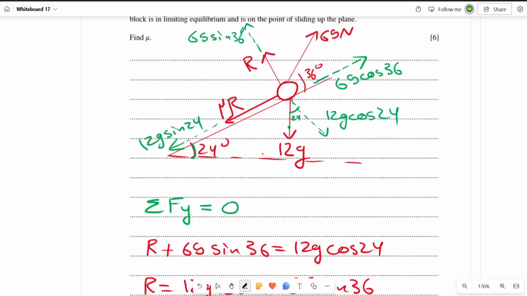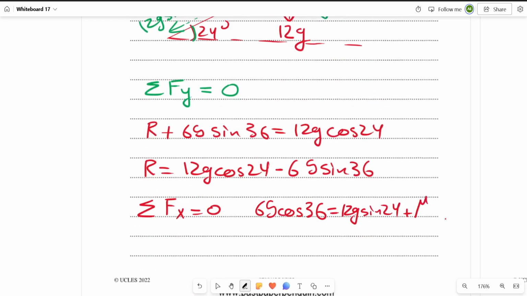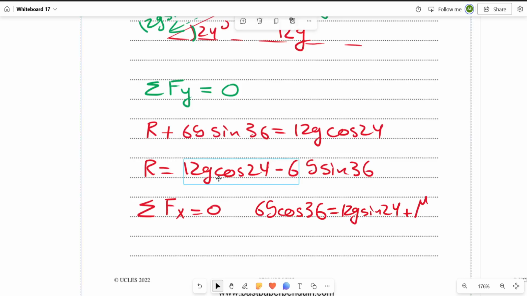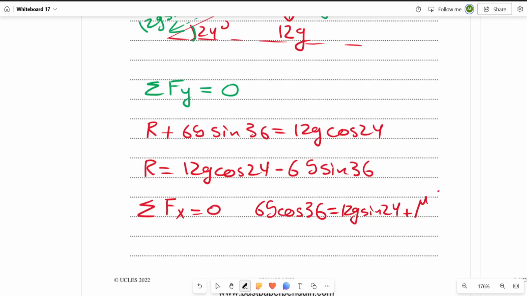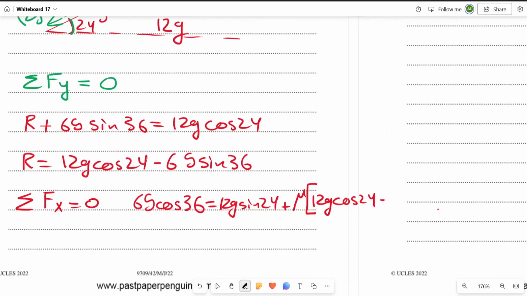plus mu R. I don't know what mu is, so I'm going to leave it as mu. And R I already found from here, right? So I can just copy this and paste it. Okay, let's just rewrite it. So mu times R, which is 12g. Instead of R, I'm just going to write 12g cosine 24 minus 65 sine 36.